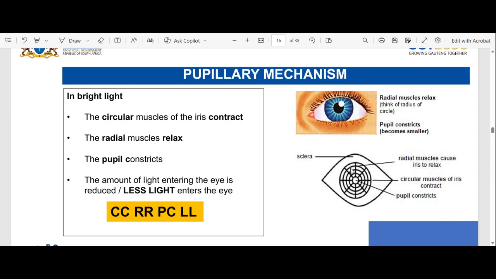As you can see, your circular muscles go circular around your iris, and these are your radial muscles, the ones that enter. Your circular muscles contract when you're exposed to bright light, and your radial muscles relax, which causes your pupil to constrict or become narrower, thus allowing less light.